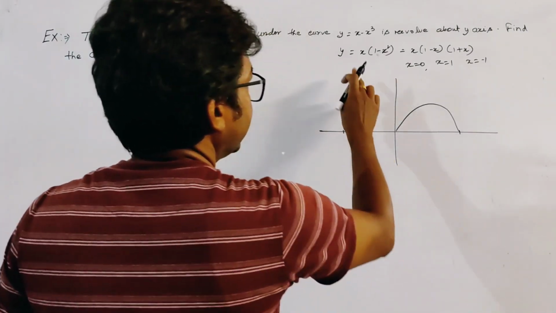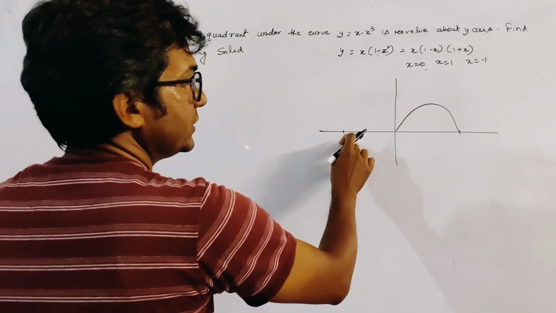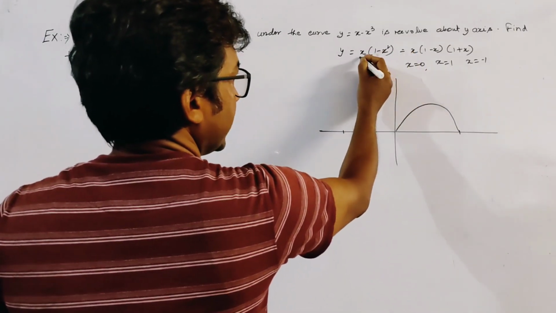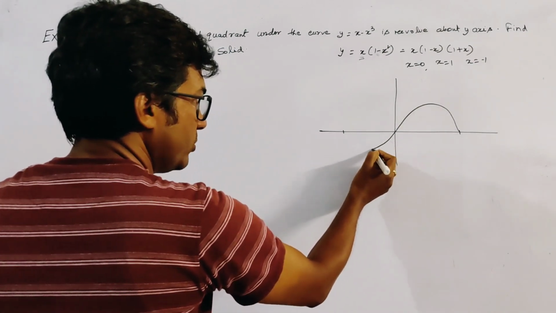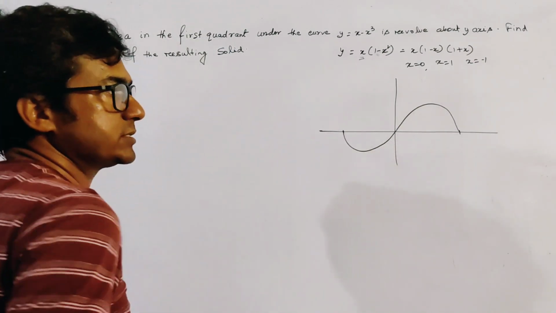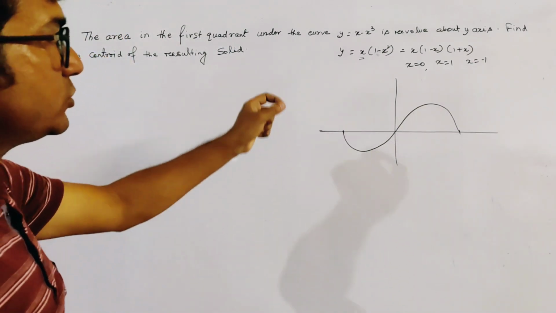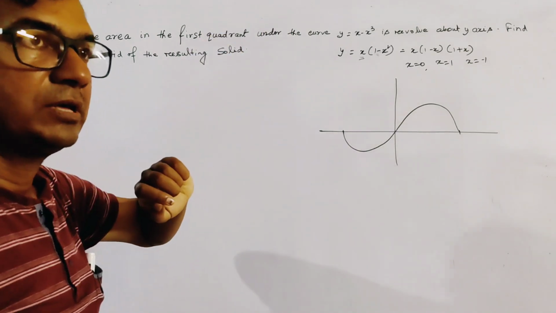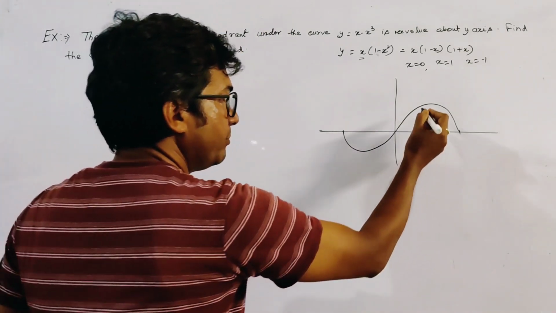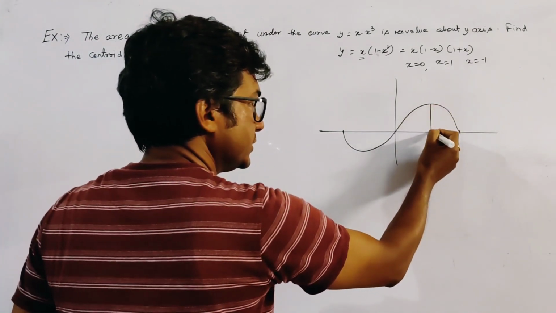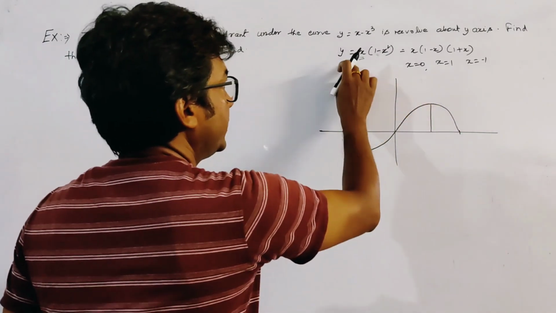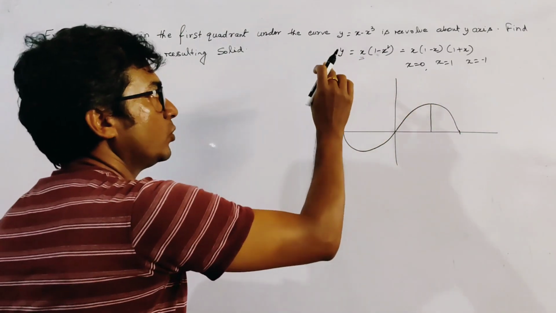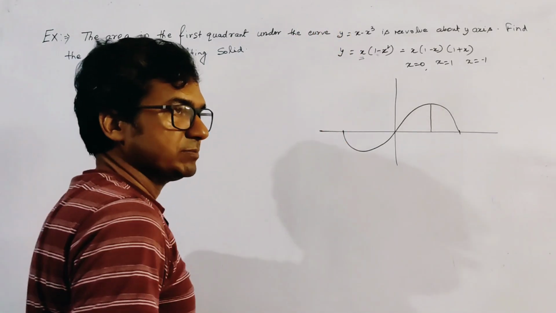And between 0 and minus 1, y is negative because x is negative there, and the curve looks like this. So this is the rough sketch of the given curve. And to find the maximum height, we find the maximum point where y is maximum.